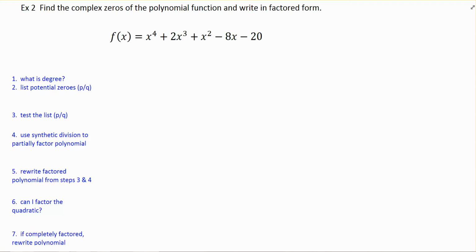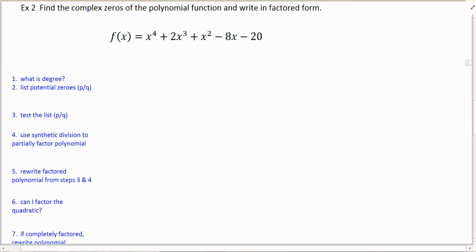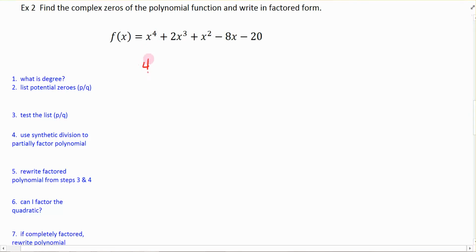So in this example, I want to find all of the complex zeros of the polynomial function given for you here. The process that we're going to use is exactly the same as it was when we tried to find the real zeros, except we get to a point where we now have to account for complex values. So we're going to start out by finding the degree of my polynomial. You can see here that this is a fourth degree polynomial, and therefore I have at most four possible roots.